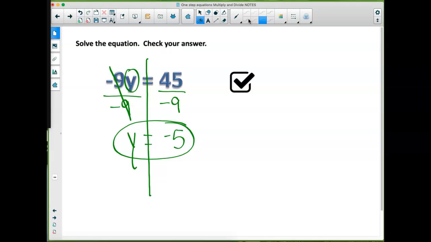Okay. If you want to check it, if you want to earn the extra credit, you're going to do negative 9y equals 45. I'm going to cross off the y and put a negative 5 there, and we're multiplying. 2 negatives make a positive. 9 times 5 is 45, so it works. Okay, questions there?